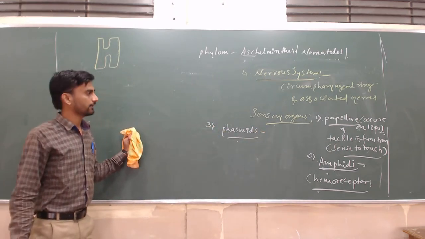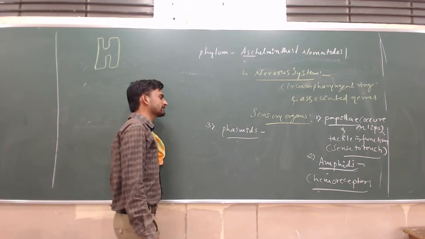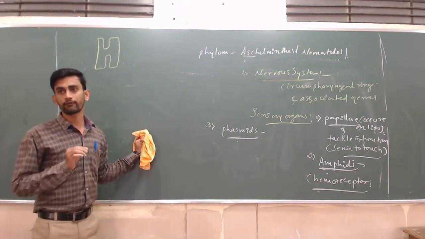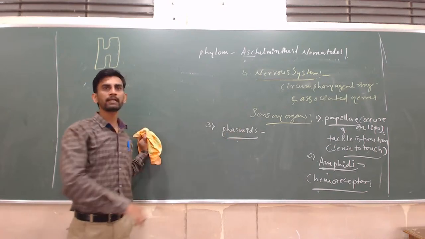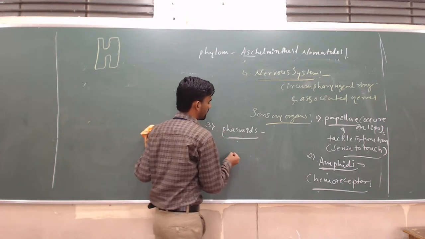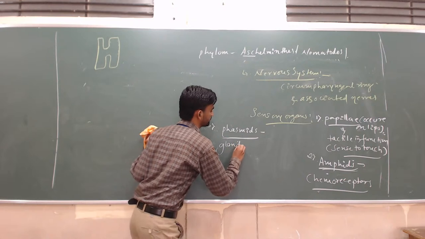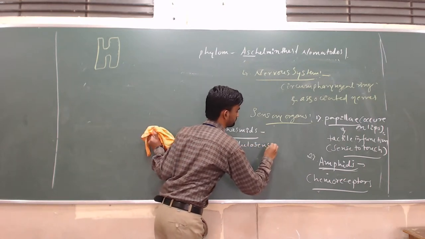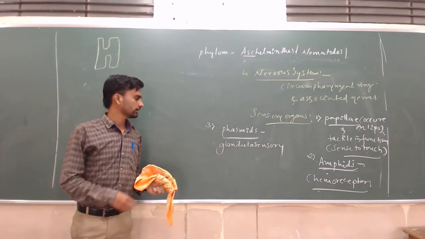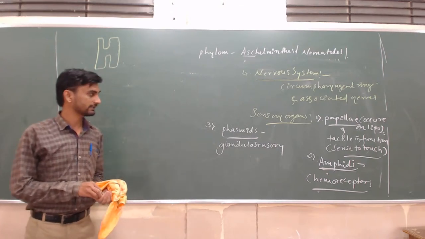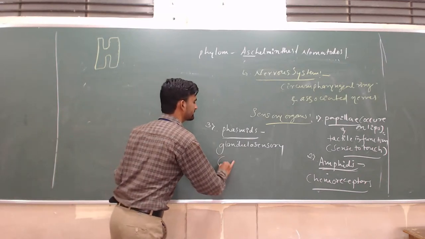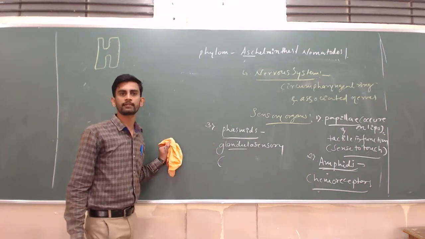Amphids, papillae and phasmids. Phasmids you will find in some roundworms; in some other roundworms you will not get these types of sensory structures. But amphids and papillae you will find in almost all the roundworms. Can I get your point? So these phasmids are glandulosensory in function. G-L-A-N-D-U-L-O-S-E-N-S-O-R-Y. The name itself says glandular, meaning it will also act as glands.